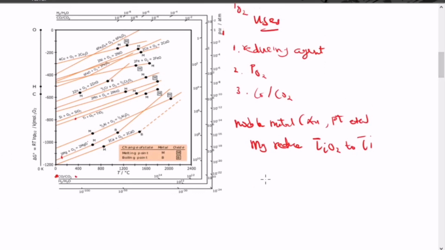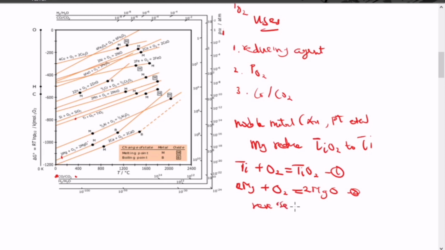Now, when writing the reactions on the line, for simplicity you write them as they are here, because one is above and one is below. The equation of the one below will come below, and the equation of the one above will come above. We know that titanium is above, so we have titanium plus oxygen giving you titanium oxide. This is equation 1. And the line below here is magnesium plus oxygen giving you magnesium oxide, equation 2. So that means that the magnesium is now coming to reduce the titanium oxide to titanium. So now we've established that this can reduce since the line is below. Then after you've done that, what you do now is that you reverse equation 2.